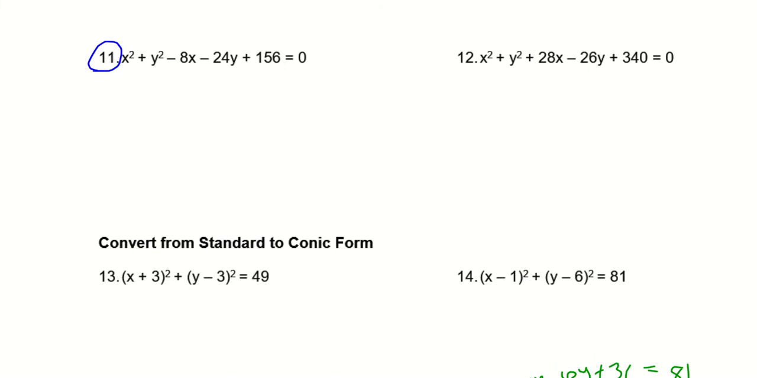Alright, so let's do number 11. This time we're going from general form, also called conic form, to standard form. So we want it to look like this.